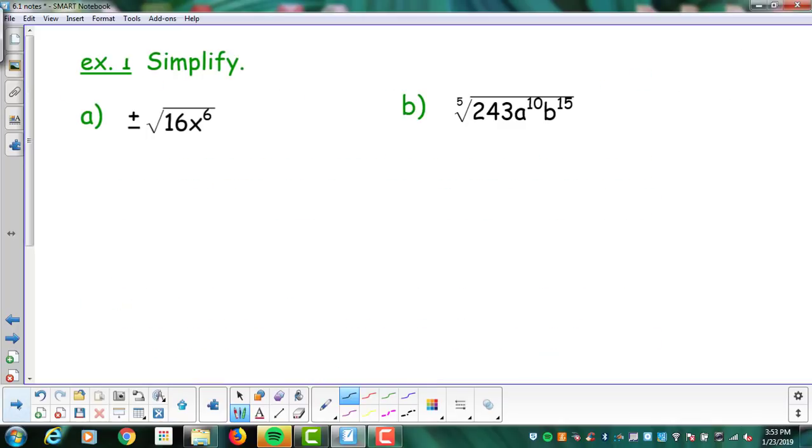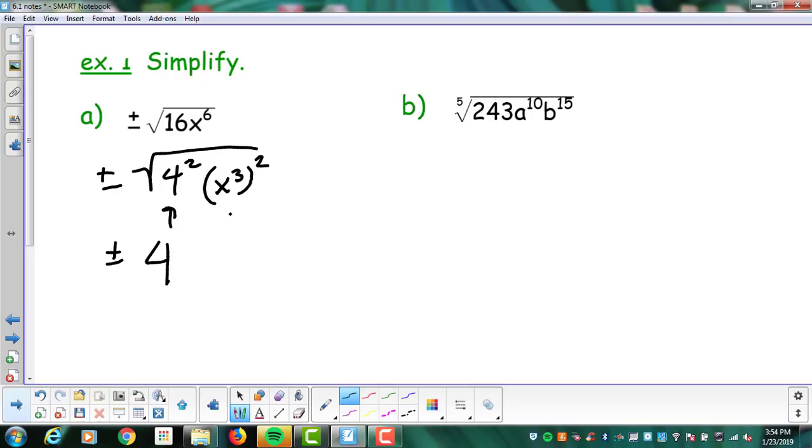So we're going to try to simplify some of these. Now over here it's asking for positive or negative, so we can include positive and negative. Square root of 16. Now 16 is the same thing as 4 squared, and x to the 6 is the same thing as x to the third to the second, knowing my properties of exponents. So now the square root of 4 squared is 4, and the square root of x cubed squared is x cubed. And because it said positive or negative, I don't need absolute value, because that means I could have positive or negative.